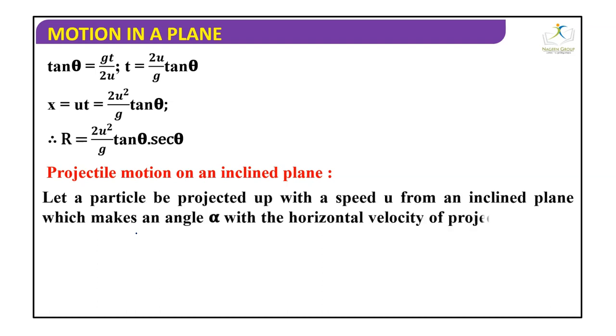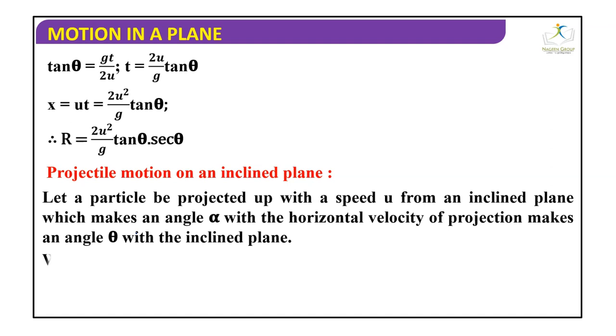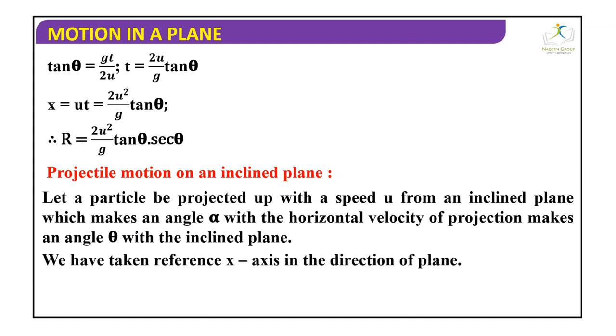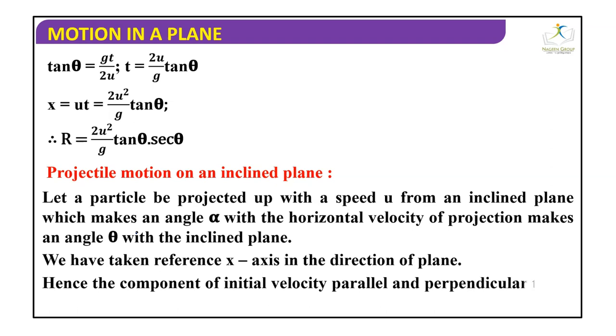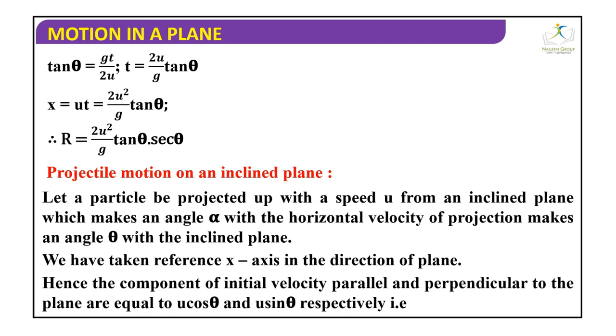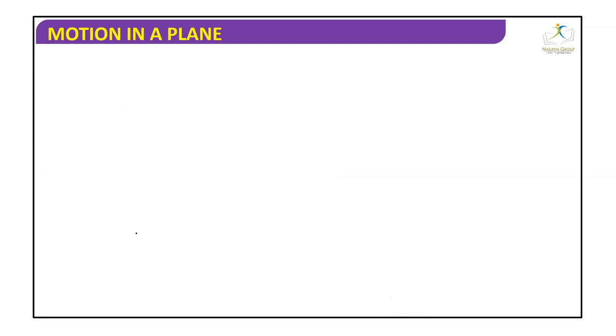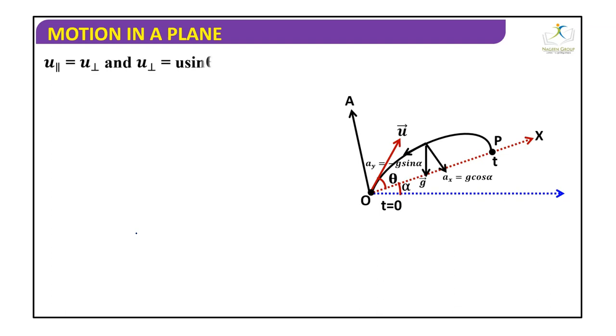Projectile motion on an inclined plane. Let a particle be projected with a speed u from an inclined plane that makes an angle alpha with the horizontal, and the velocity of projection makes an angle theta with the inclined plane. We have taken the reference x-axis in the direction of the plane. Hence, the components of initial velocity parallel and perpendicular to the plane are u cos theta and u sin theta respectively. That is, u parallel is equal to u cos theta and u perpendicular is equal to u sin theta.